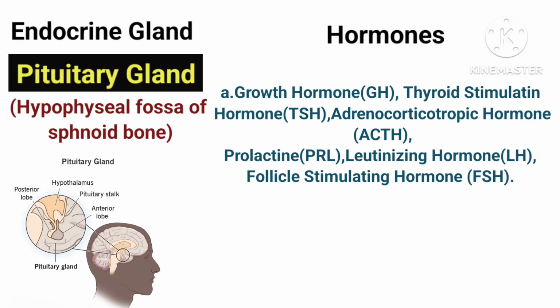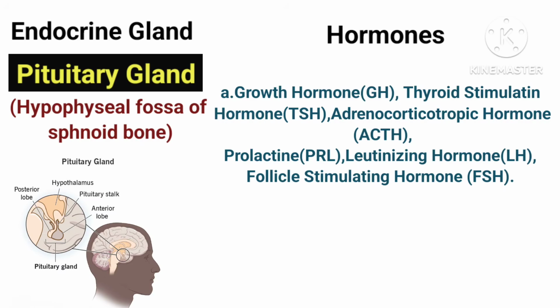Next, the thyroid stimulating hormone. It stimulates the thyroid gland. And the adrenocorticotropic hormone or ACTH, which stimulates the adrenal gland. Next, the follicle stimulating hormone or FSH, which affects the ovaries and testicles.